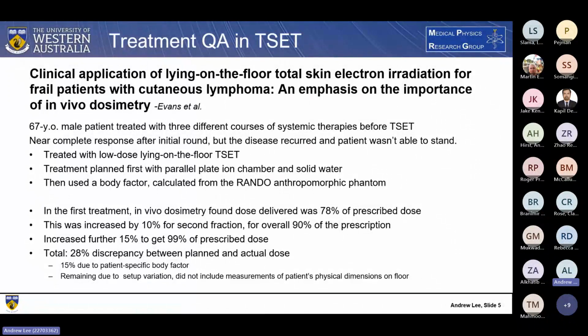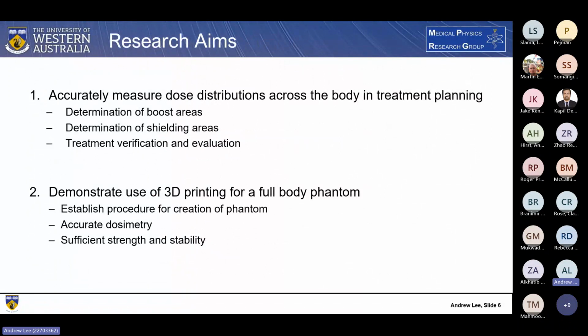So this project aims to address that issue, especially in commissioning stages, which you are in for Sir Charles Gairdner Hospital. In vivo dosimetry is not possible, as there aren't any patients, of course, and setups between centers can vary significantly. So it's important that we determine boost areas, shielding areas, and dose at depth for our specific setup, including areas of extremities and limbs.